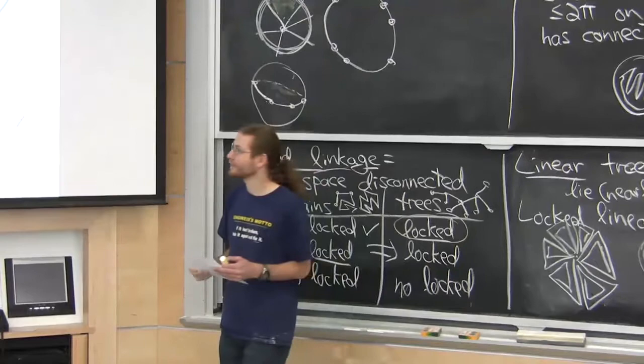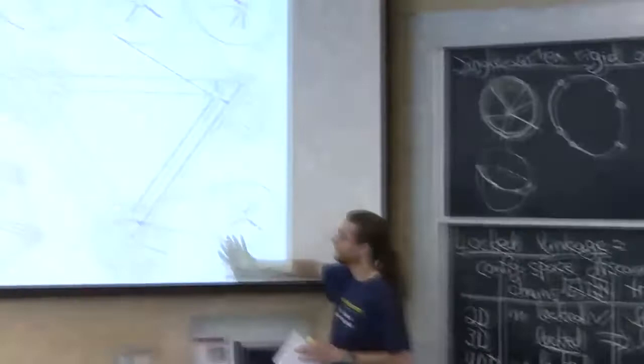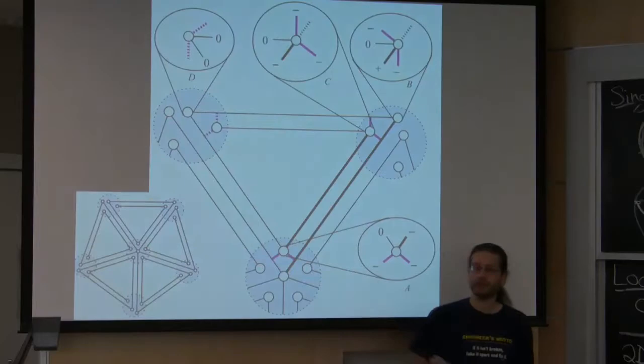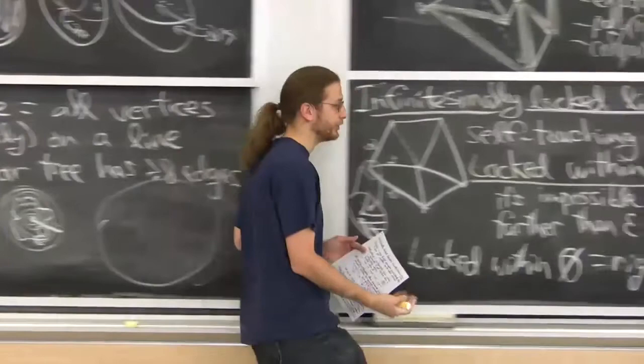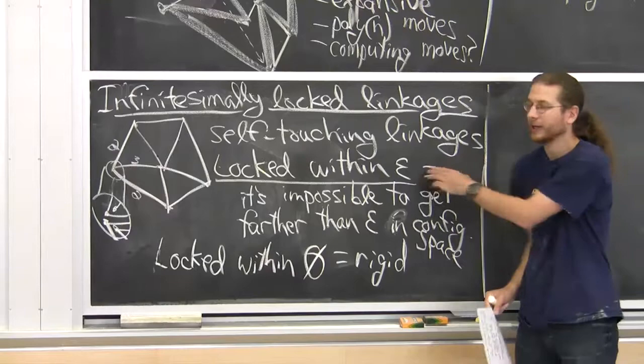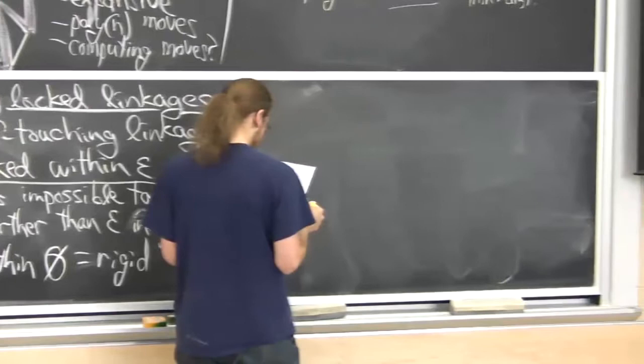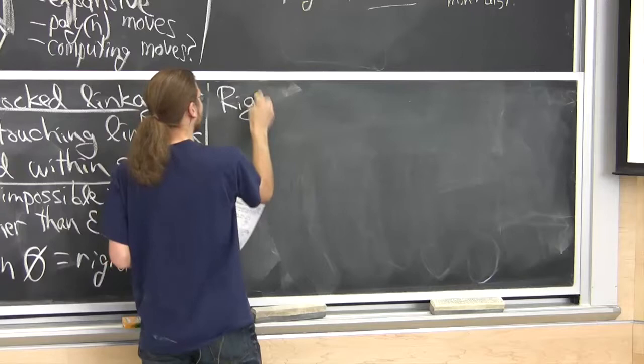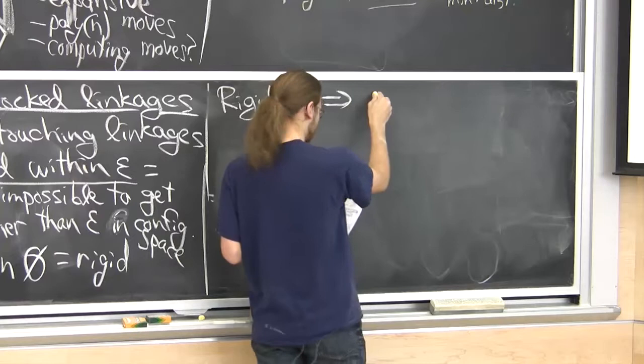Clear? So we can use all the tensegrity stuff to prove that when this thing is actually self-touching and all these distances are zero, it is rigid. But, so what? Who cares about the self-touching thing being rigid? It's nice, but what I really care about is that the non-self-touching configurations are locked within epsilon for some tiny epsilon. Well, good news. Rigidity of the self-touching configuration implies what's called strongly locked.